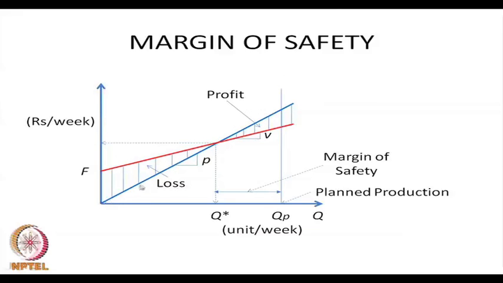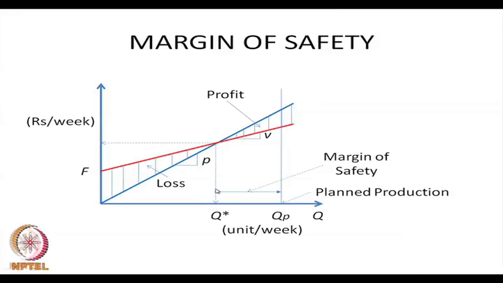This is very simple. This is the total revenue line and the red one is the total cost line. This is the break even point, and the break even production is Q star.